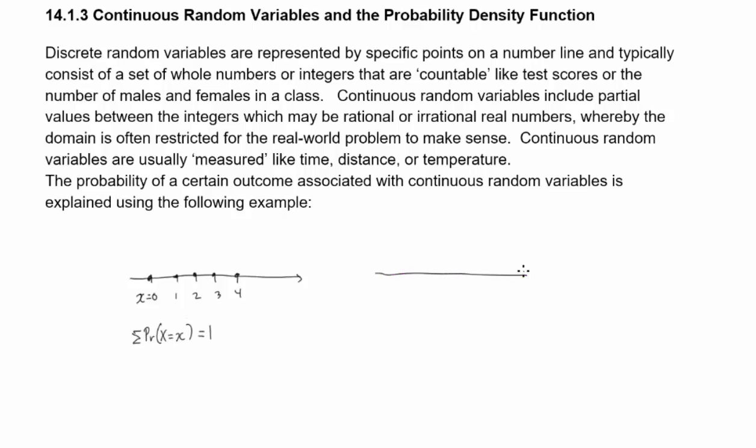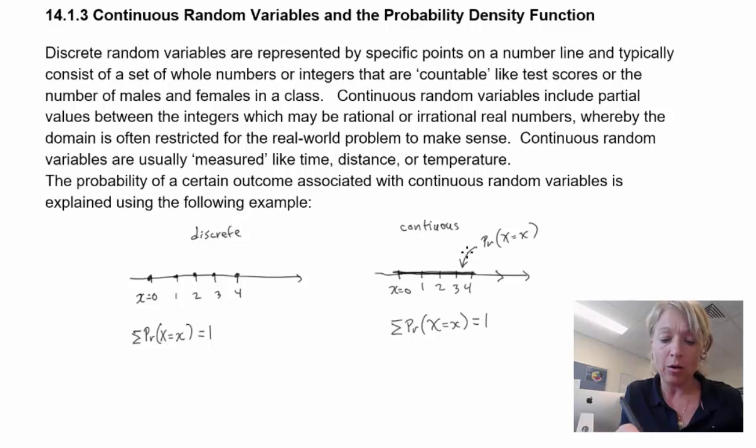But on a continuous number line, x can equal any number in between 1, 2, 3, or 4. So it can have any value on that number line. And you want to measure the probability that x equals a specific value on a continuous number line. The sum of the probabilities will still equal 1 between x equals 0 and 4. But how you calculate the probability of x having a specific value for a continuous random variable is different than for a discrete random variable.